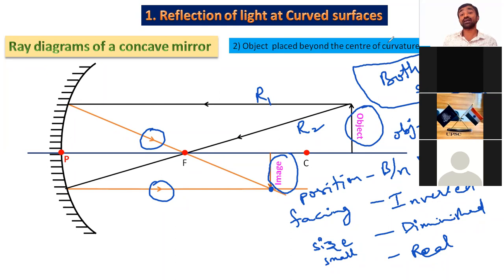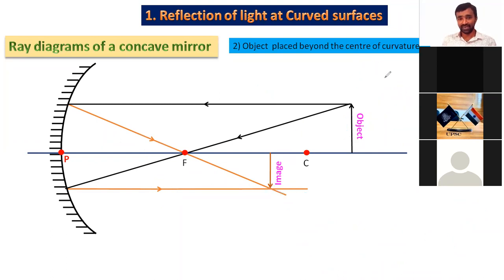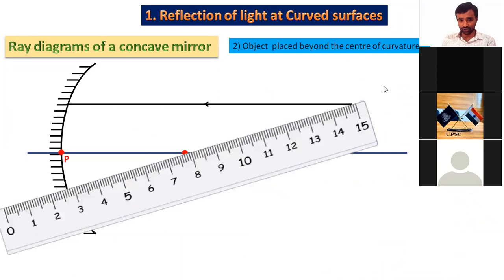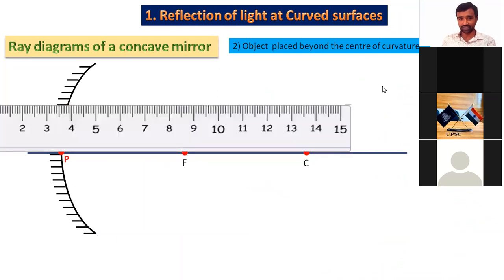So ray diagrams help us to find out the characteristics of the image for any position in front of the mirror. Any position in front of the mirror. So now I will show you the positions. Now I will show you the positions here only. Just wait.